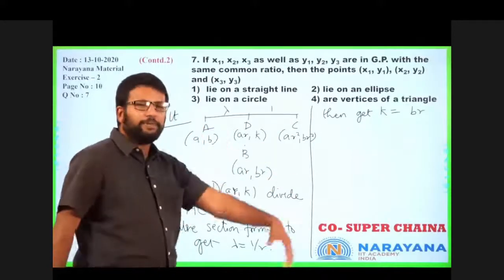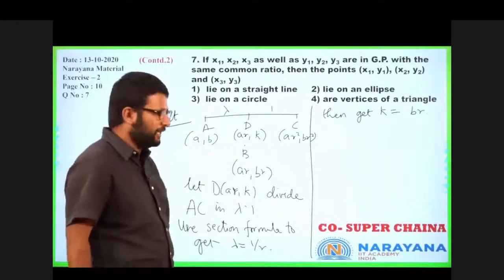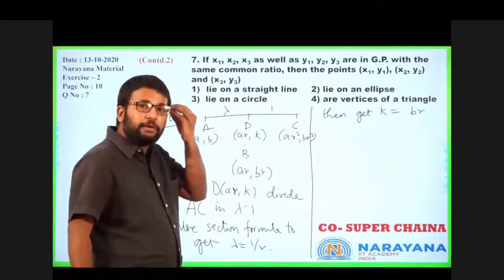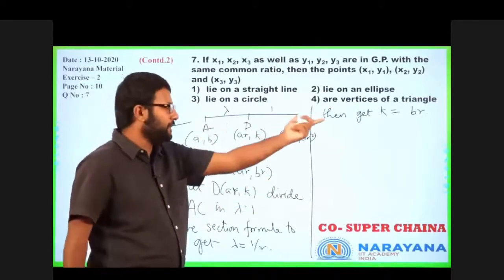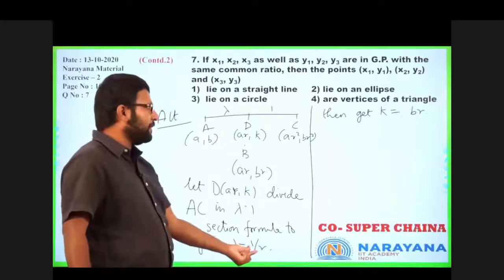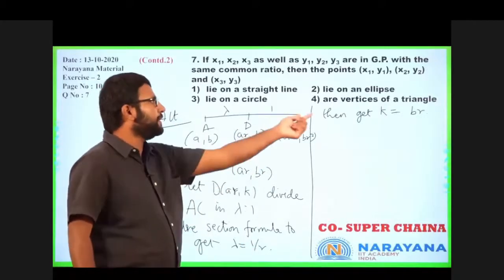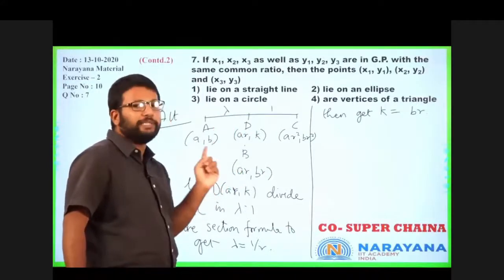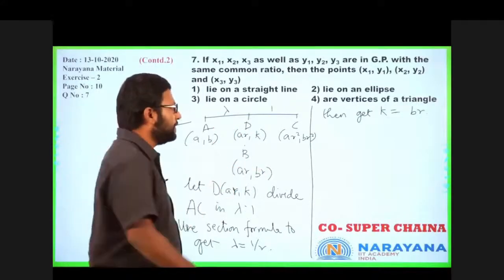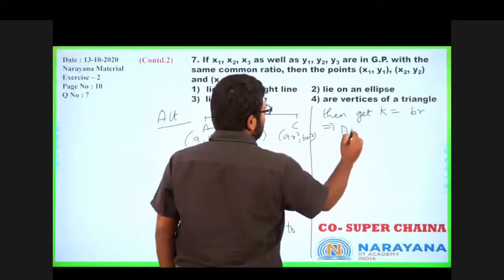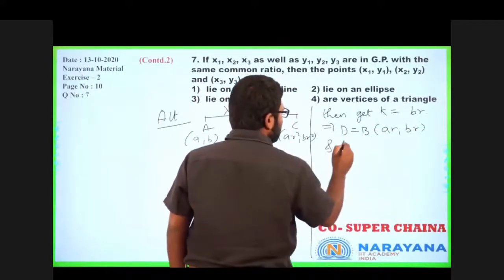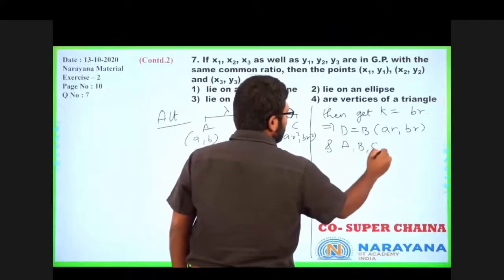It takes time, but you know section formula and you have done it so many times. So if in the exam you are able to think about section formula, then this is how you will have to proceed. You figure out first lambda, you will get lambda equal to 1 by R. Substitute, you will get K is equal to BR, and if K is BR, then automatically point B and D are coincident, right? Which means D is equal to B equal to AR comma BR, and A, B, C are on a line.